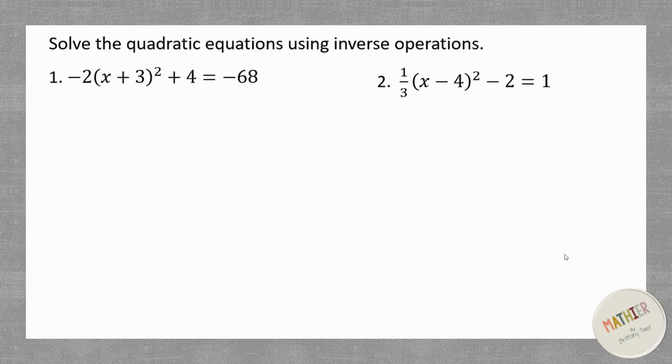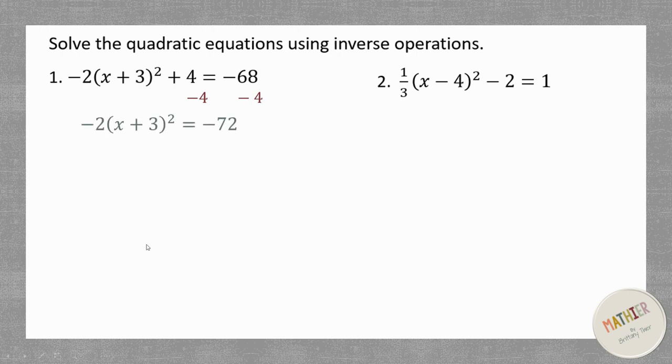All right, so looking at example 1, we're trying to get x alone. It's inside parentheses with a plus 3. Outside the parentheses, we've got a square power. We're multiplying by -2, and we're adding 4. So the first thing we want to undo is this plus 4. So we want to get rid of everything outside of the parentheses first. So I'm going to subtract 4 from both sides. So on the right-hand side, -68 minus 4 becomes -72.